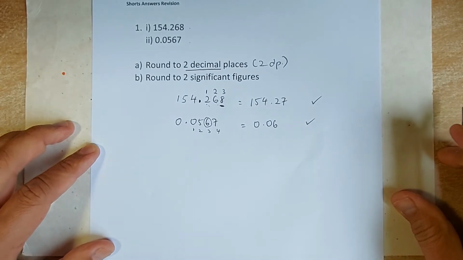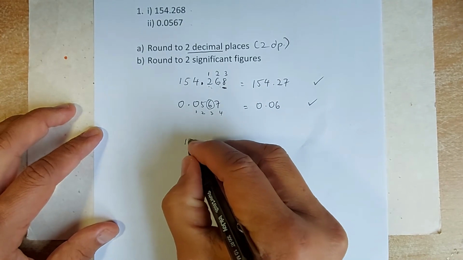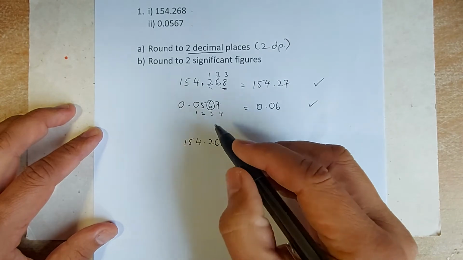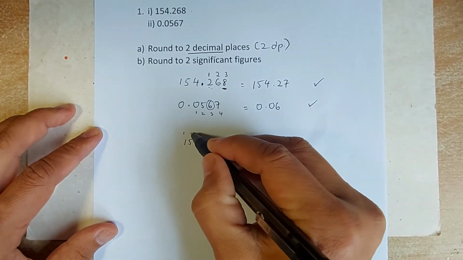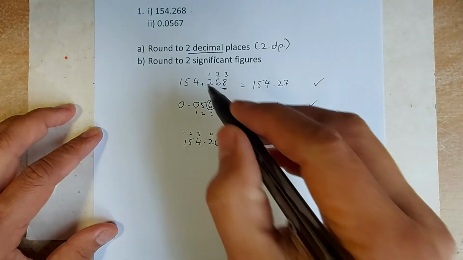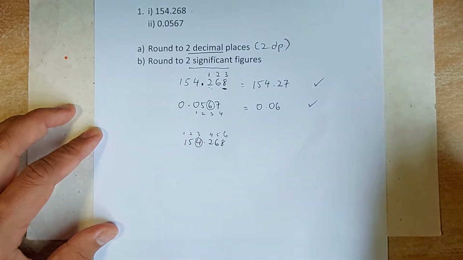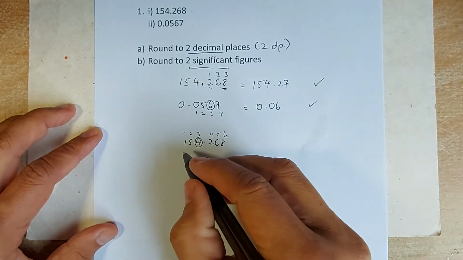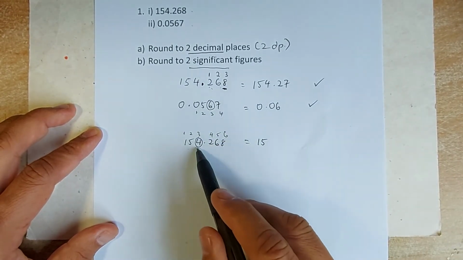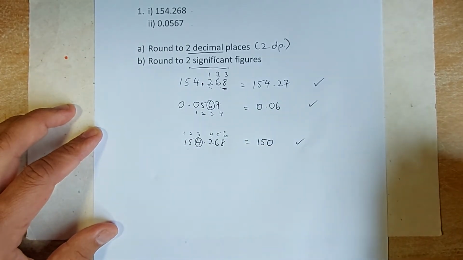Now the next one is the significant figures. Again, 154.268. This time, the first significant number is not after the decimal point. This is the first, second, third, fourth, fifth, and sixth. Again, if they ask you for two significant figures, you look at the third number. This time, the number is less than 5, so 154 becomes 15 remaining, but it cannot become 15, so you add a 0, and that will be your next 1 more mark.